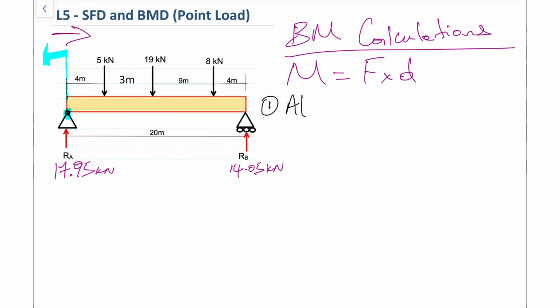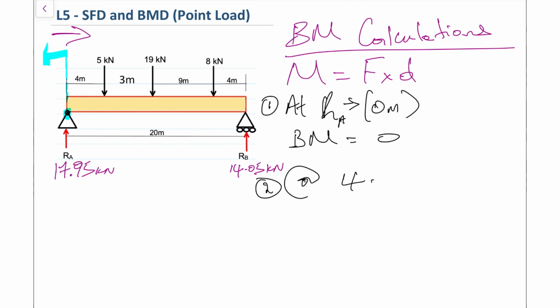So for that, at RA, where we're at 0 meters, our bending moment is equal to 0. So we're going to go to the next point, and that point is going to be at our 4 meter mark. So at the 4 meter mark, we have right there that 5 kilonewtons we're talking about. And again, we're interested in all the forces acting to the left of the 4 meter mark. And to the left of the 4 meter mark, we only have one force, and that force is right there. That's our RA value.